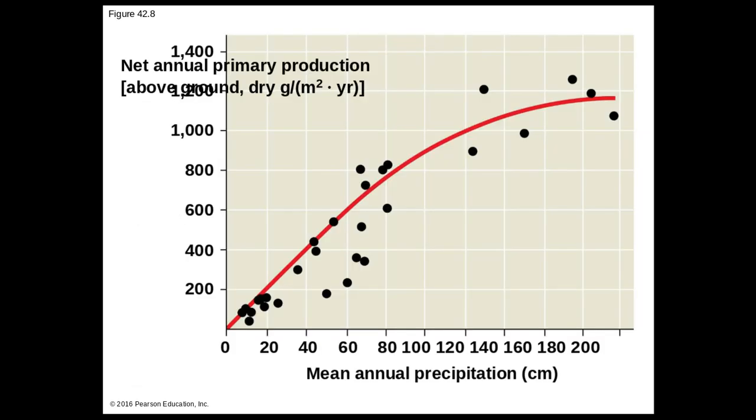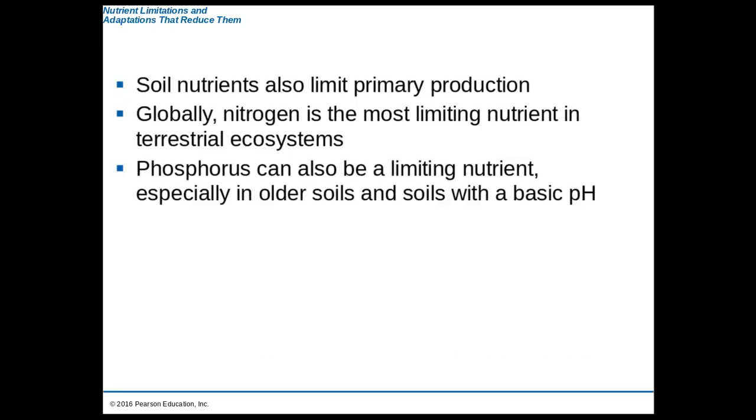So this shows us a graph of the mean annual precipitation with the net primary production. And you can see the more rain we get, the higher the production. So precipitation plays a big role. That's why the tropical rainforests produce so much. With nutrients, soil nutrients can limit primary production, and in terrestrial ecosystems, it seems nitrogen is the most limiting, but phosphorus can also be a limiting nutrient.